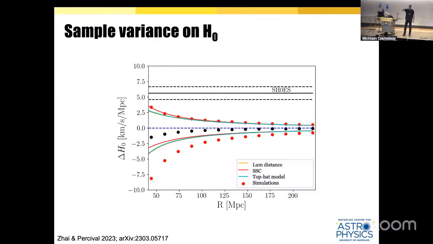Different patches of the universe would give you different H0 values, just because the universe has different densities in different patches, but that's not enough to explain the Hubble parameter.